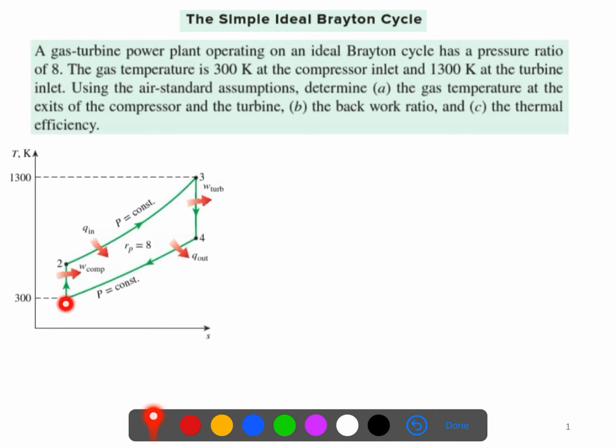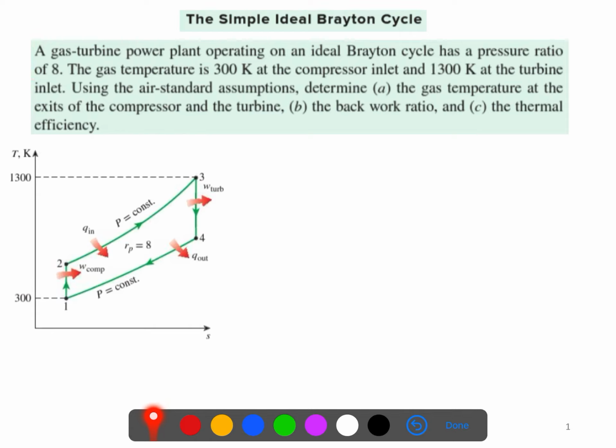This is actually the isentropic process. This is the isentropic process. You can see, on the x-axis, isentropic means no entropy change here. The pressure is constant for this process 2 to 3 and also for process 4 to 1.